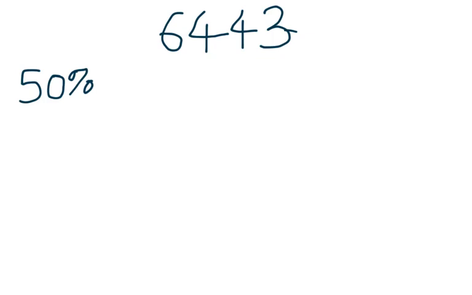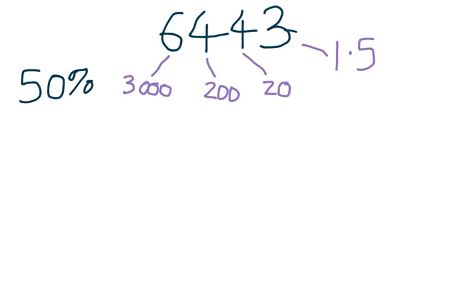Okay, I'm going to do a bit of a cherry diagram here. Half of 6,000 is 3,000. Half of 400 is 200. Half of 40 is 20. Half of 3. Now 3 is an odd number, so I can't halve it exactly. I'm going to have to do a decimal. Half of 3 is 1.5.